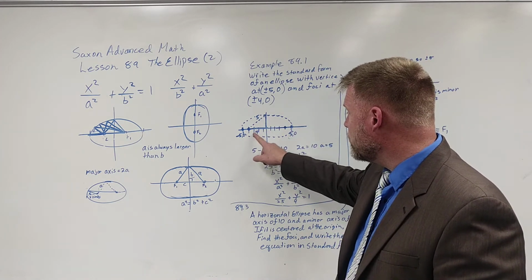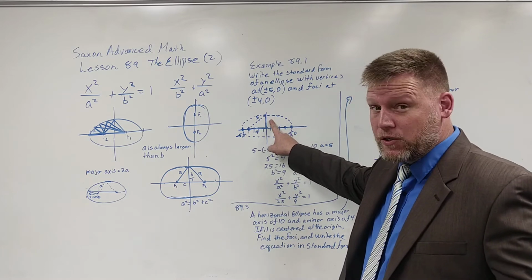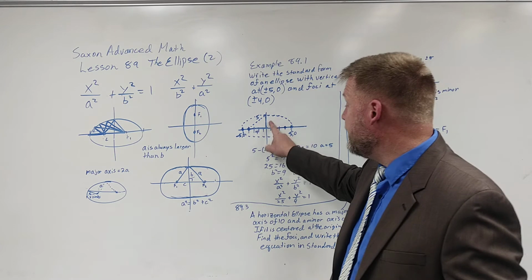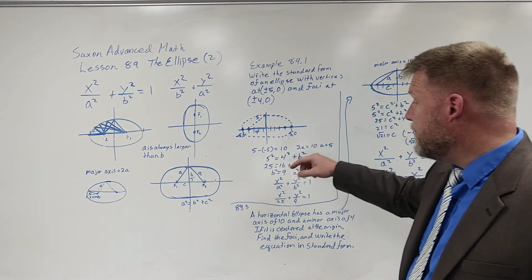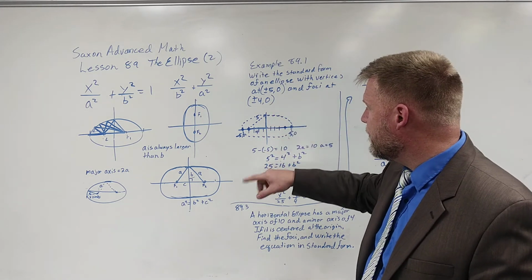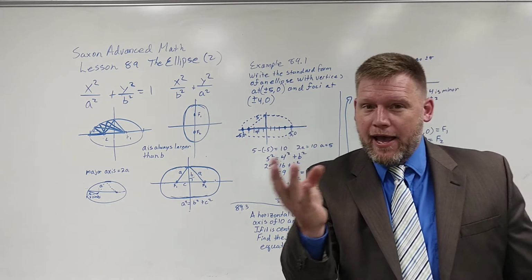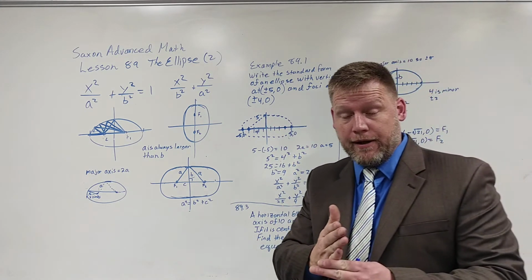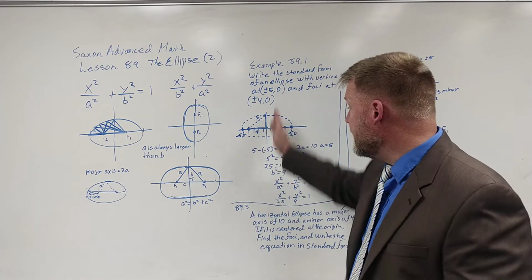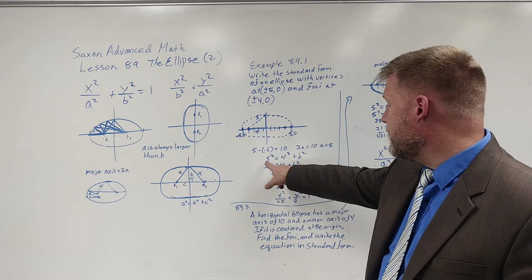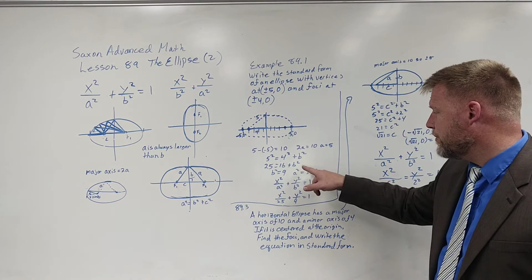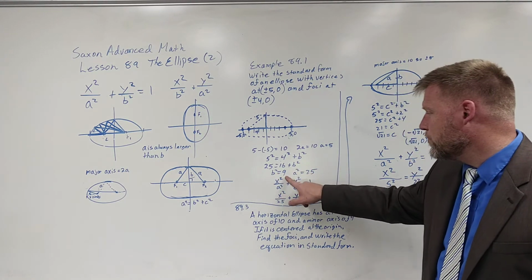If A is 5, now I have this little triangle right here. And I can say 4 squared plus my B squared. I know it's B and not C because I already know that I'm going to be using A and B for my axes. So I know that it has to be the B value. So I can say 5 squared equals 4 squared plus B squared. 25 equals 16 plus B squared. So B squared equals 9.